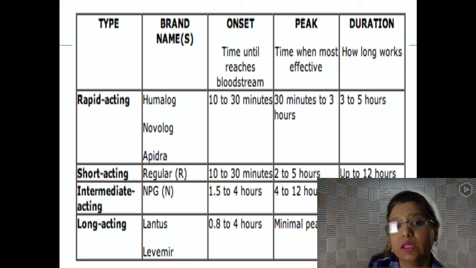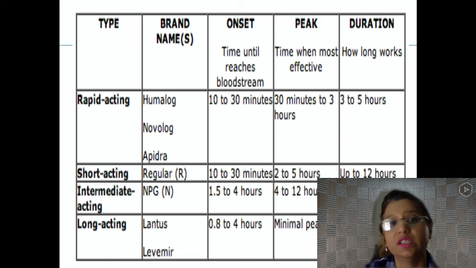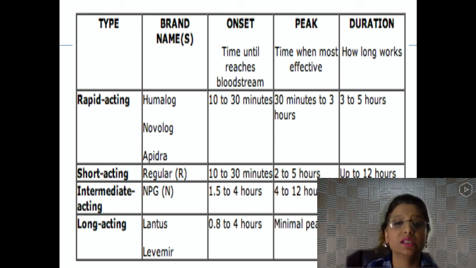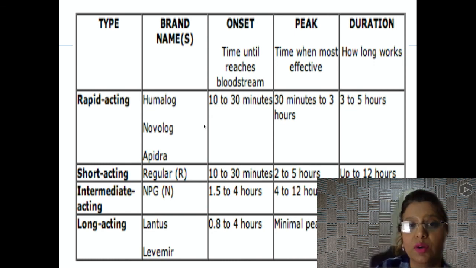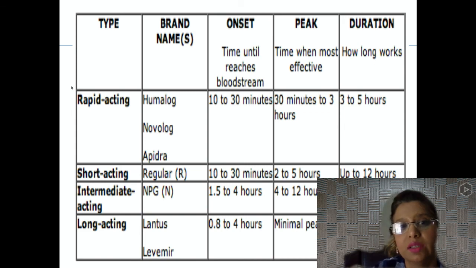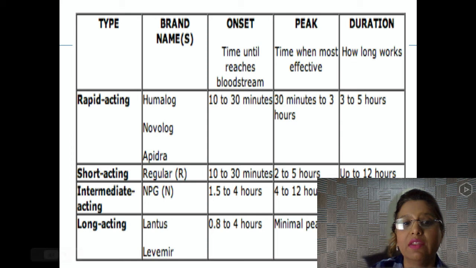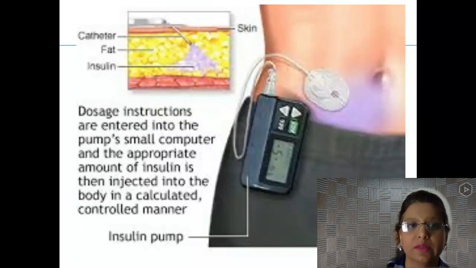Long-acting insulin is called Lantus, which has an onset of 0.8 to 4 hours. It starts in about 4 hours, and then it stays in the system for 24 hours. Meaning, if a person gets one shot of Lantus, they're good for 24 hours. But they know that it doesn't start functioning right away. It takes 4 hours to function. So sometimes we give them a combination. We'll give them a Humalog, and then we'll give them a long-acting Lantus.